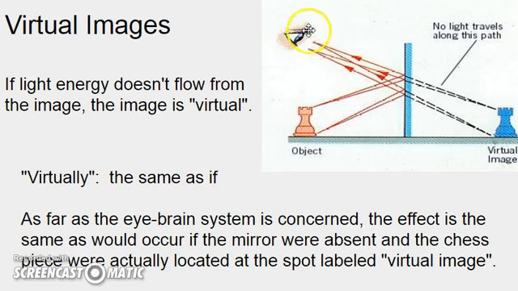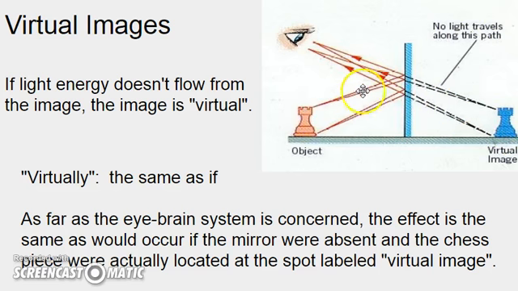As far as the eye and brain system is concerned, the effect is the same as would occur if the mirror were absent and the chess piece were actually located at the spot labeled virtual image. So as light reflects off the surface of the chess piece, it reflects off the mirror, obeys the ray diagram rule and the law of reflection, and reaches our eyes. So we perceive it as being over here on the side. It's almost as if the chess piece is here, but it's not. There's no light that travels along this path. It's the way we perceive it.